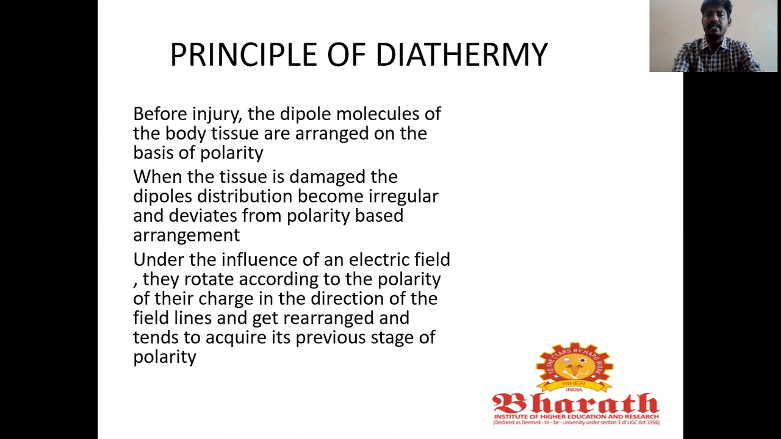What is the principle of diathermy? Before injury, the dipole molecules of the body tissue are arranged based on polarity. When the tissue is damaged, the dipole distribution becomes irregular and deviates from the polarity-based arrangement. Under the influence of an electrical field, they rotate according to the polarity, change direction along the field lines, get rearranged, and tend to return to the previous state of polarity.